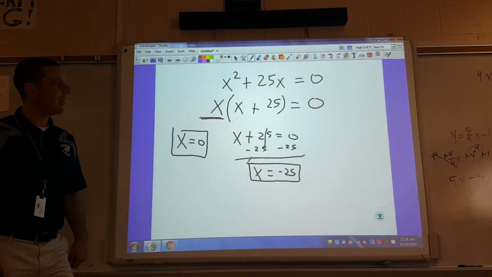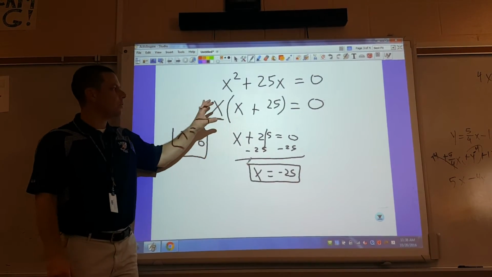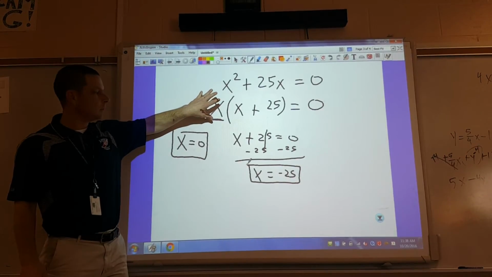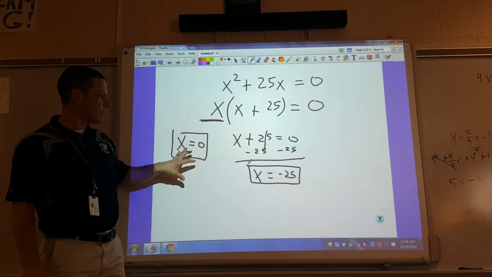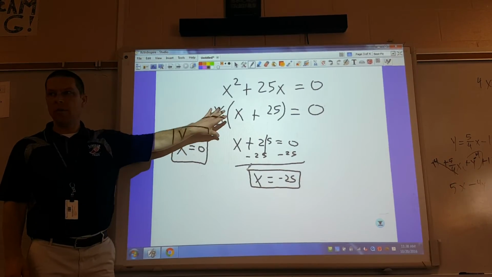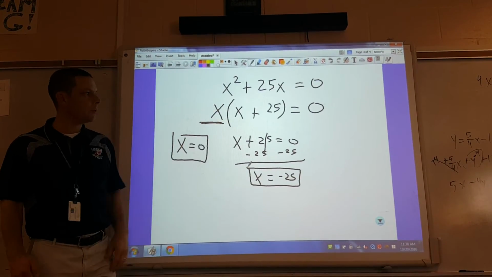So when you have a quadratic that you factor out a GCF and there's a variable in that GCF, then you're going to get one of your answers to be 0. Sometimes we'll have a GCF out front with no variable there, so that won't be a part of the solution.